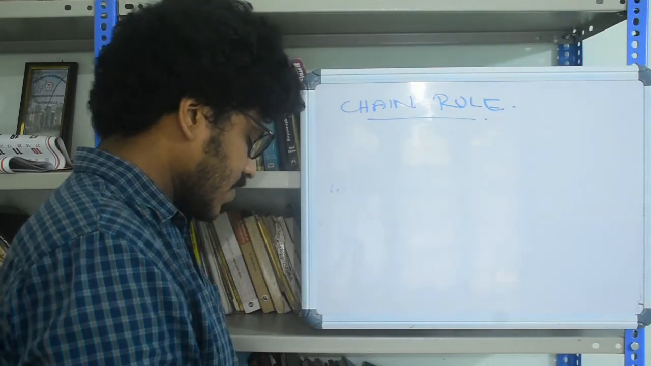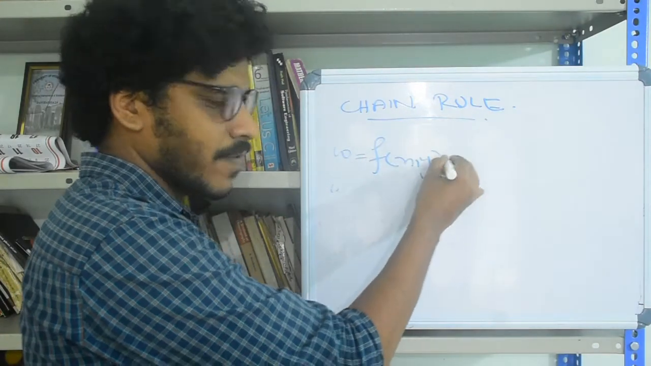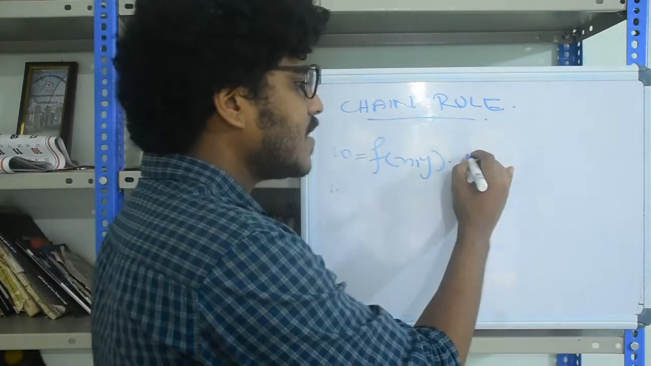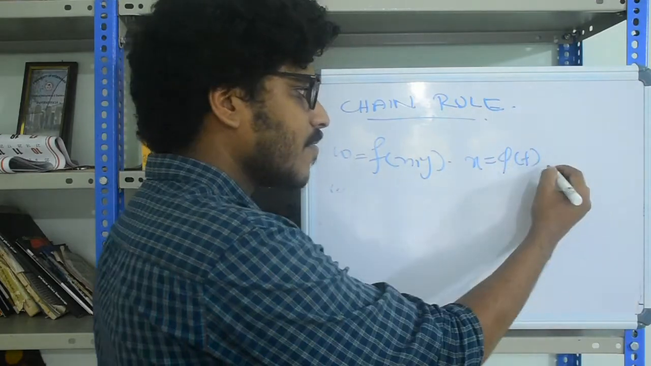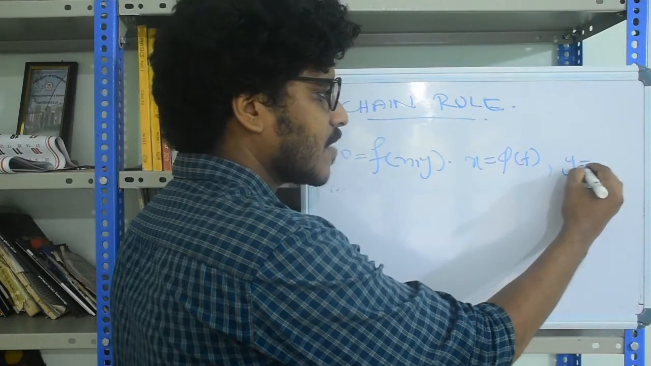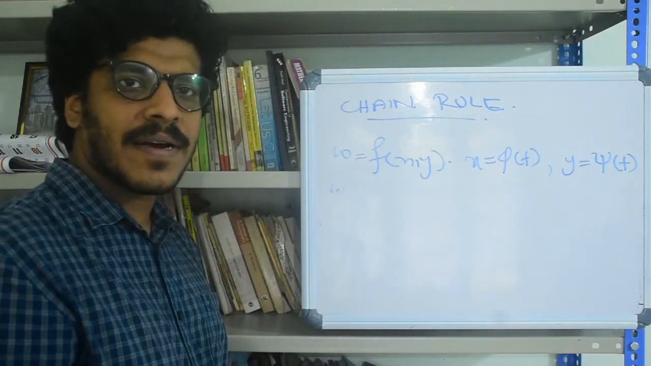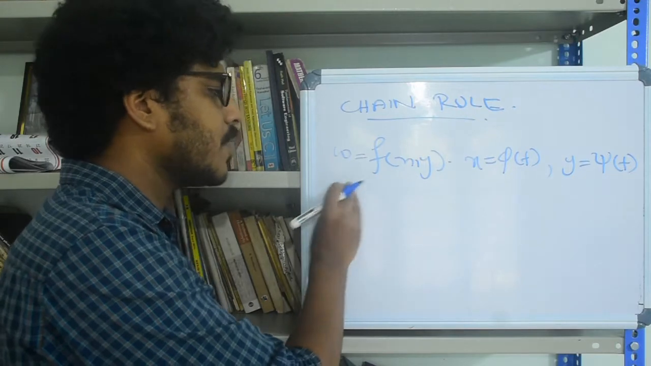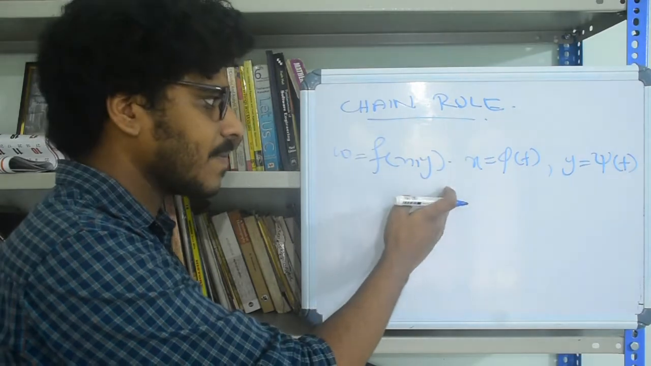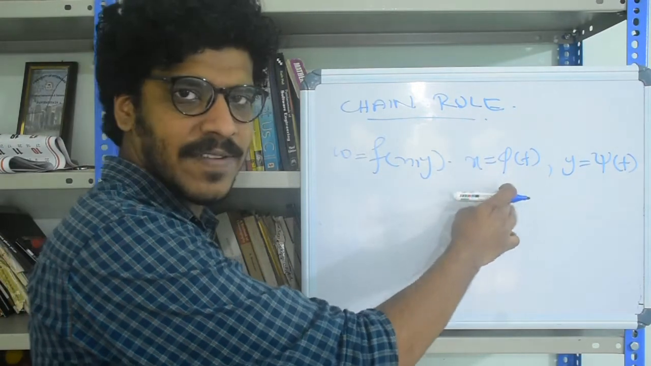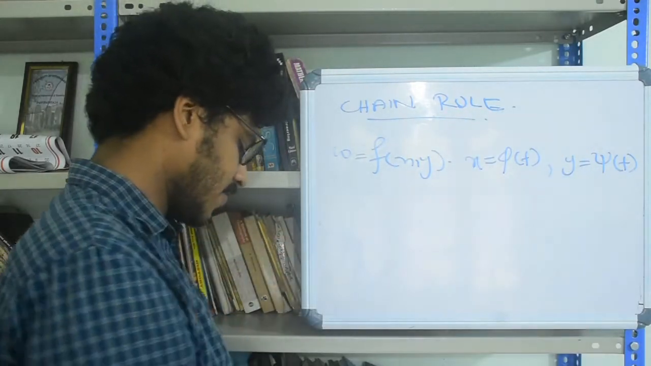So consider a function w equal to f of x, y, which is a function of two variables, and let x be a differentiable function of t, say phi of t. Again, y is a differentiable function of t, say psi of t. So what we have here is w, a differentiable function of x and y, given as w equal to f of x, y, and x equal to phi of t, and y equal to psi of t.